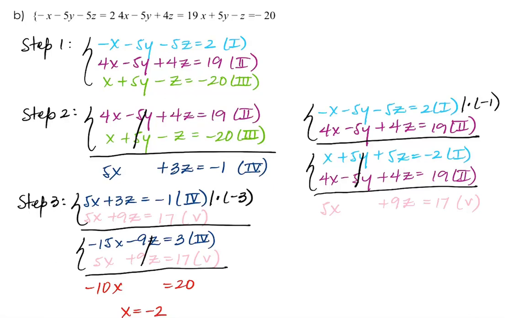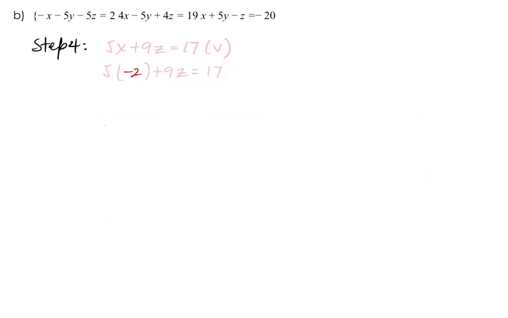Now for our next step, we need to substitute x equals negative 2 into equation number 5 to find our z. Once we have done that, we can solve for z. 5 times negative 2 is negative 10, plus 9z equals 17. Then we have 9z equals 27, so z is equal to 3.